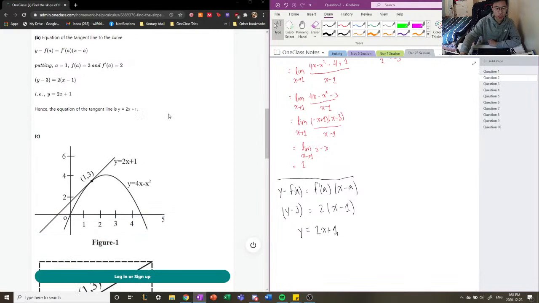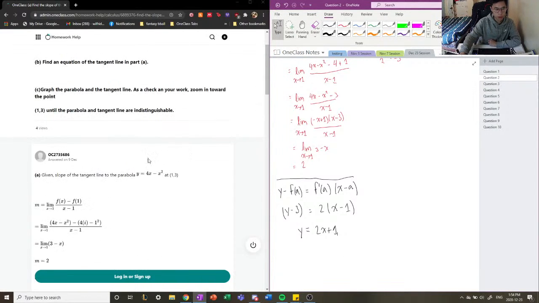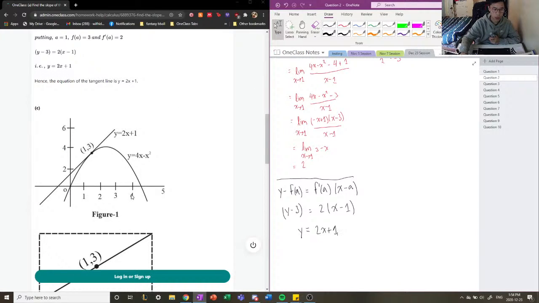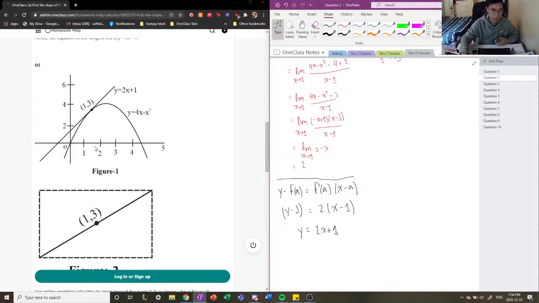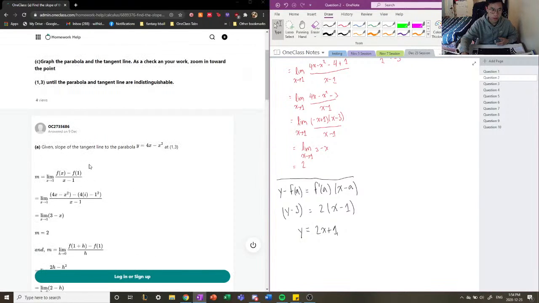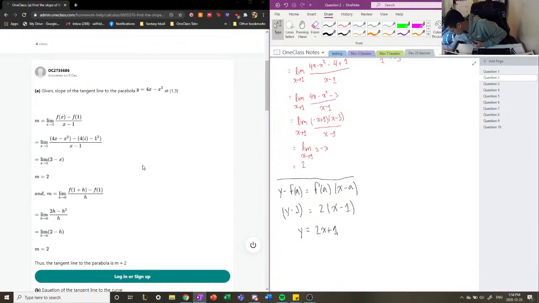Finally, if we were to graph this parabola, we see that it has a negative leading coefficient, which means it is facing downwards, so it's concave down. The tangent line touches the parabola at the point (1, 3). You see here that the junior tutor drew the line tangent to the parabola at (1, 3), and they added the specific slope of the line, which is 2. By doing so, we have found the equation of the line tangent to the parabola by finding its derivative at the point (1, 3).